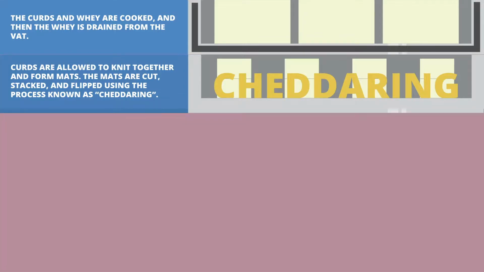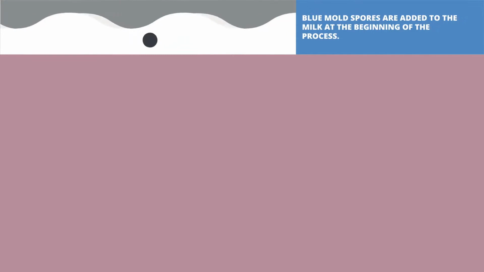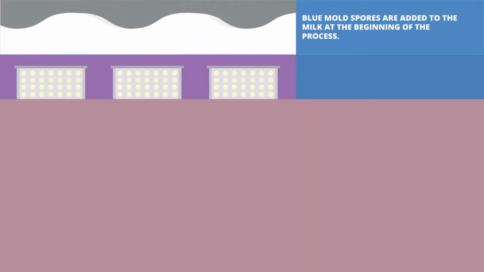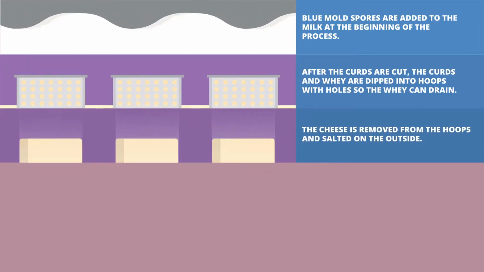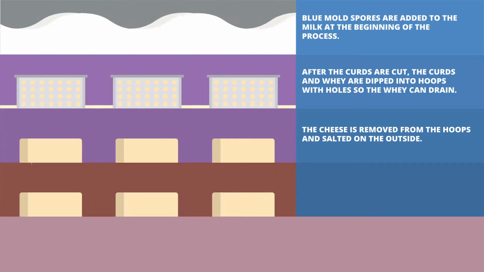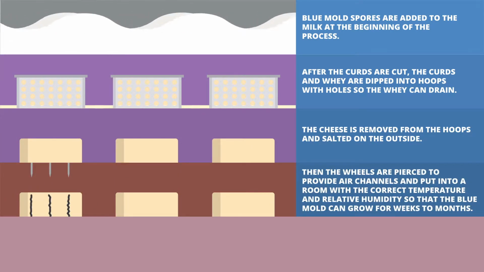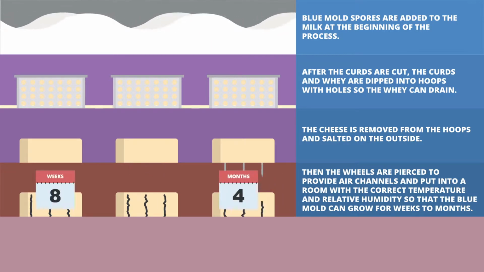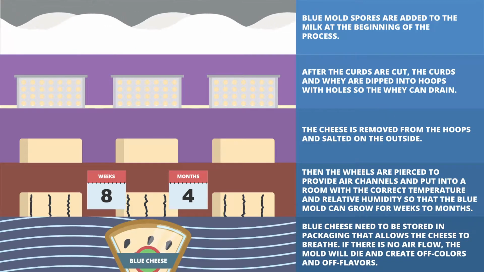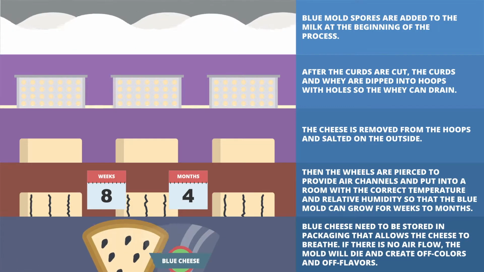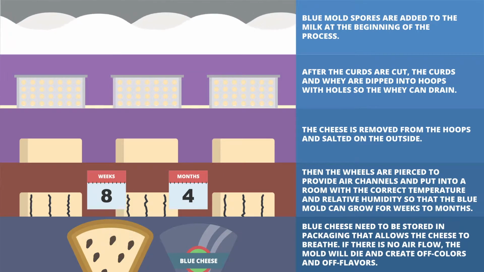An example of a different type of make procedure is blue cheese. Blue mold spores are added to the milk at the beginning of the process. After the curds are cut, the curds and whey are dipped into hoops with holes so the whey can drain. The cheese is removed from the hoops and salted on the outside. Then the wheels are pierced to provide air channels and put into a room with the correct temperature and relative humidity so that the blue mold can grow for weeks to months. Blue cheese needs to be stored in packaging that allows the cheese to breathe. If there is no airflow, the mold will die and create off colors and off flavors.